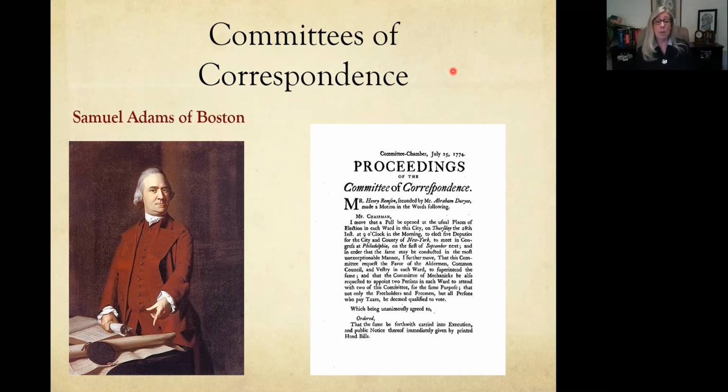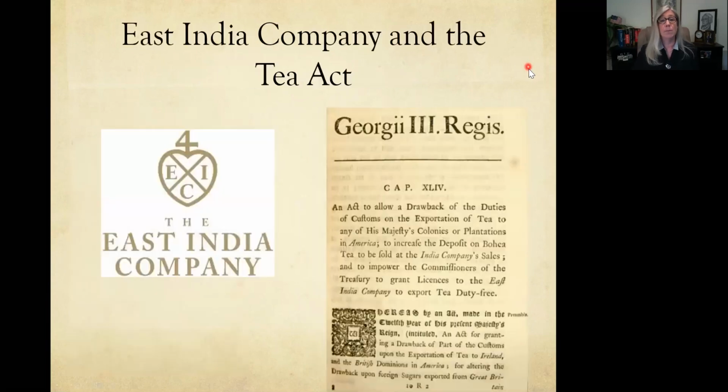Well, Samuel Adams came up with that idea. And again, he was the cousin of John Adams, and he was a local merchant in Boston. He was very committed to the Patriot cause and the Sons of Liberty. And this, he believed, was the most efficient way to distribute information when it became necessary.